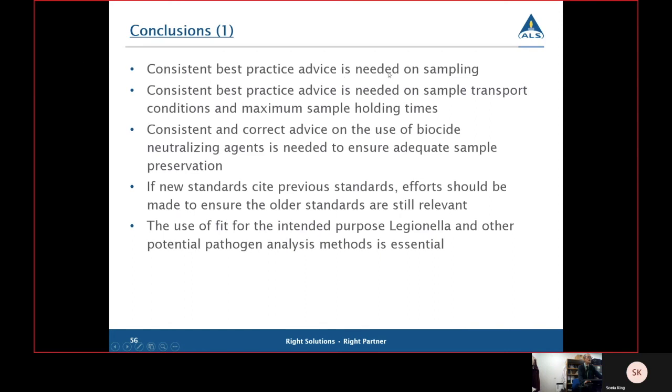Consistent best practice advice is needed on sampling. Consistent best practice advice is needed on sample transport conditions and maximum sample holding times. Consistent and correct advice on the use of biocide neutralizing agents is needed to ensure adequate sample preservation. If new standards cite previous standards, efforts should be made to ensure the older standards are still relevant. The use of fit for intended purpose Legionella and other potential pathogen analysis methods is essential.